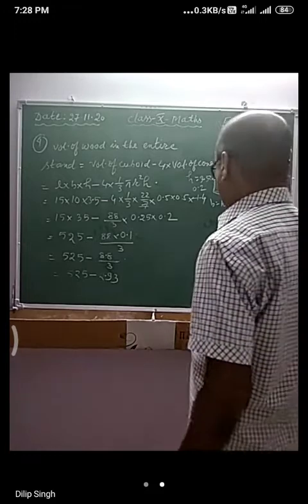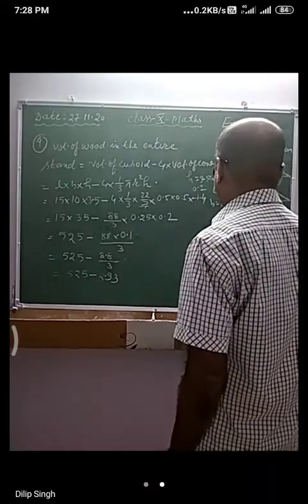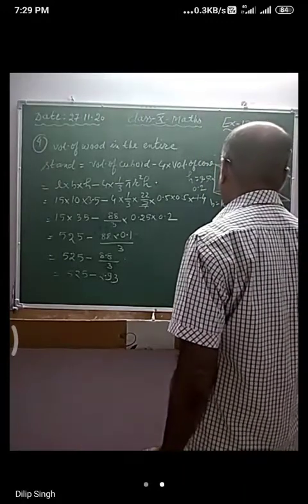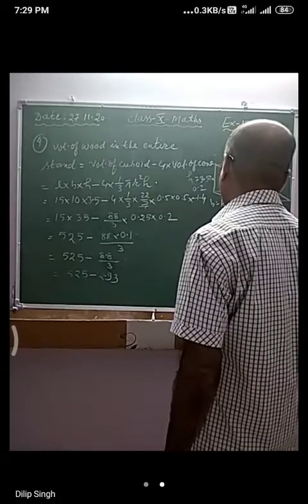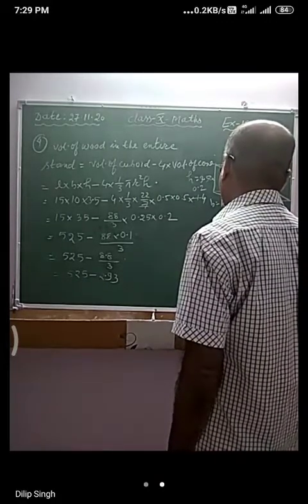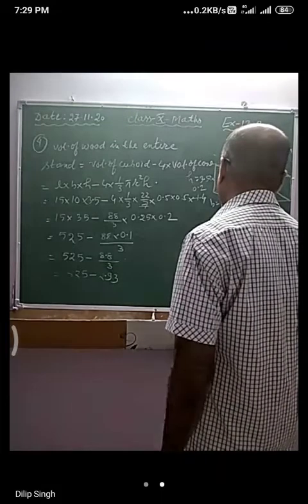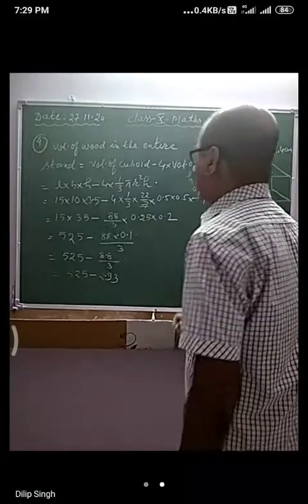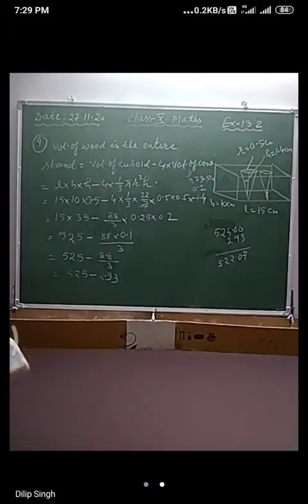So this will be equal to 525.00 minus 2.93. So 10 minus 3 is 7, 9 minus 9 is 0, 4 minus 2 is 2, and 5. So 522 point something, that will be equal to what is the answer? 523.53 is the correct answer.